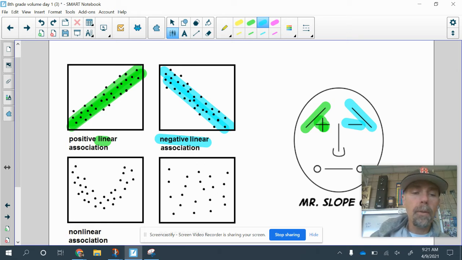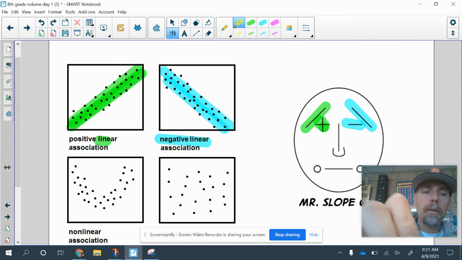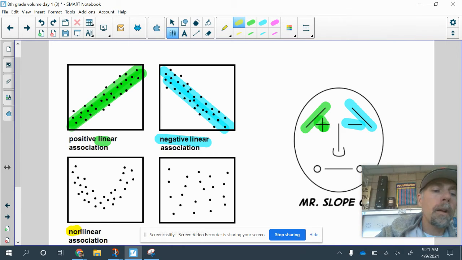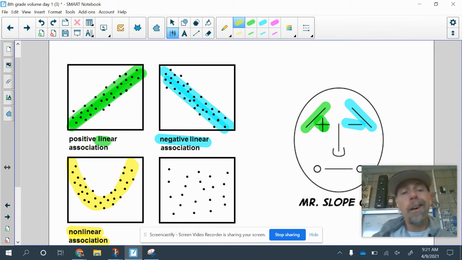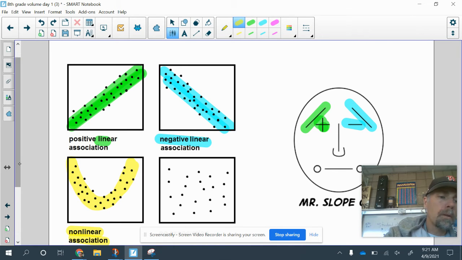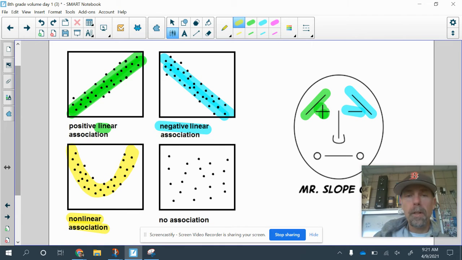It's a negative situation. This one here is considered a nonlinear association because the dots go down and then they go back up. It kind of makes a curve. We call that nonlinear. It's not a straight line. Definitely not positive, not negative. So that's a nonlinear association.